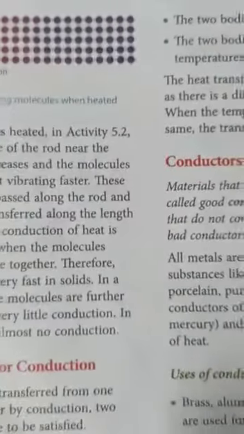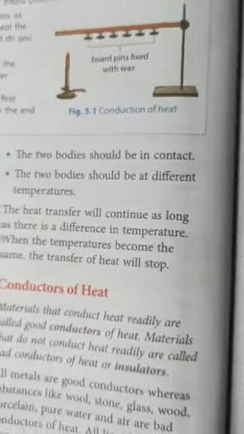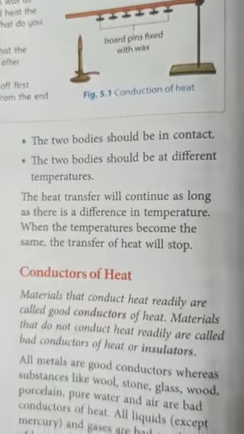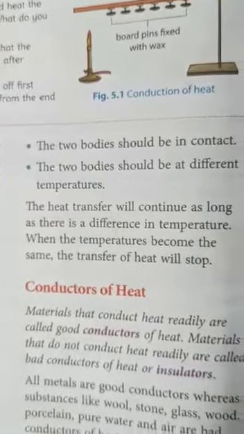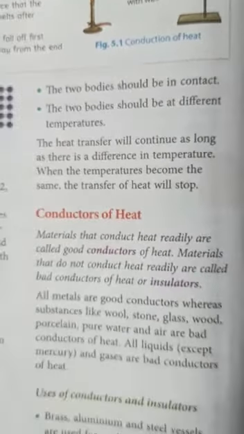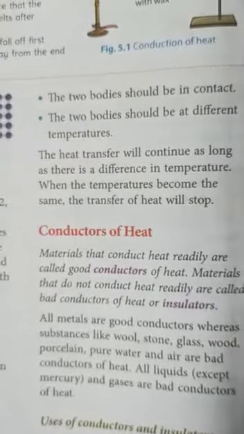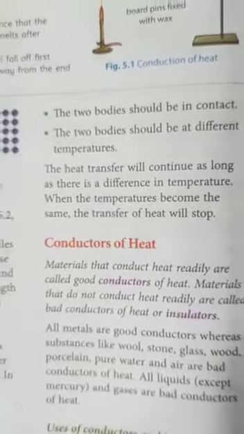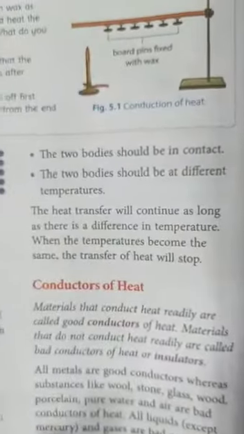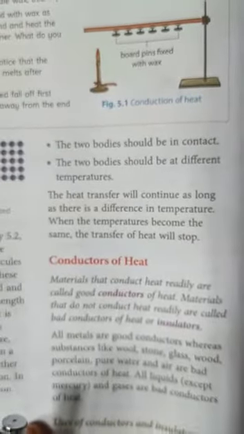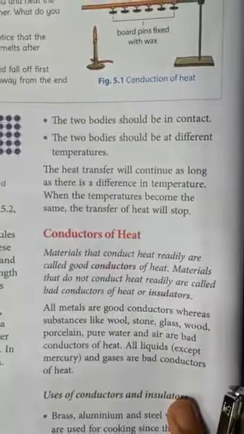Now on page number 42 you have the conditions for conduction. There are two conditions. First of all, the two bodies should always be in physical contact, and the two bodies should always have a difference in temperature. Now conductors are those materials that conduct heat readily. For example, all metals are very good conductors, while some substances like wool, wood or stone, and glass are bad conductors of heat.